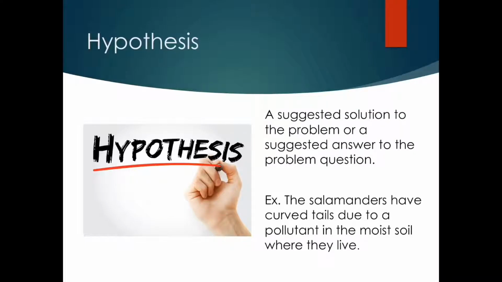And now we're going to talk about hypothesis. A hypothesis is a suggested solution to a problem or a suggested answer to a question that came up. So with the salamanders that we saw with curved tails instead of straight tails, we could say the salamanders have curved tails due to a pollutant in the moist soil that they live in. That would be a hypothesis that we could write for that situation.